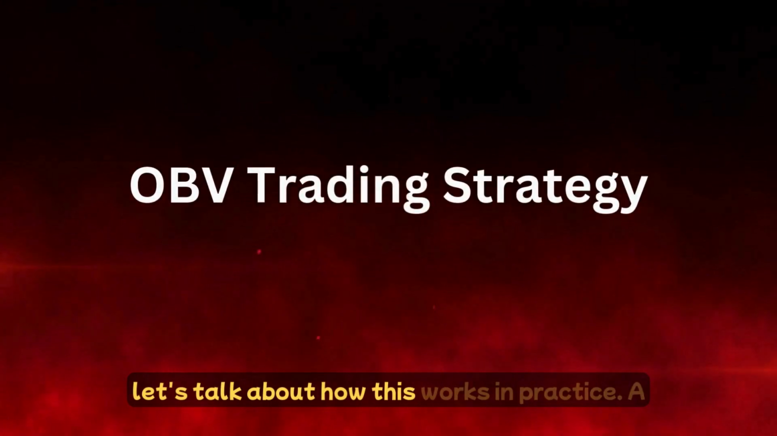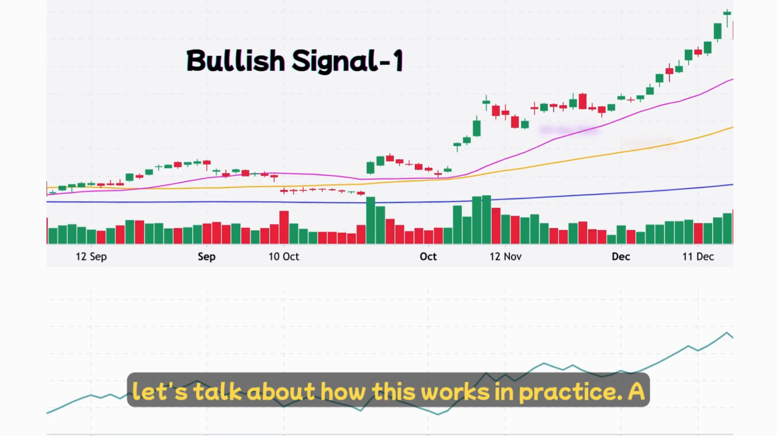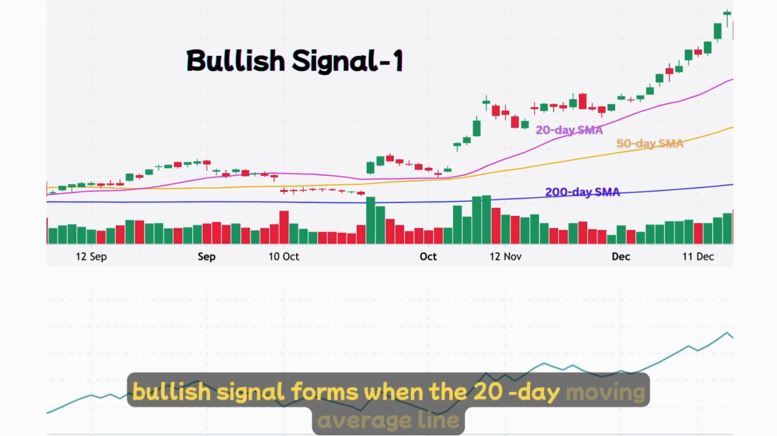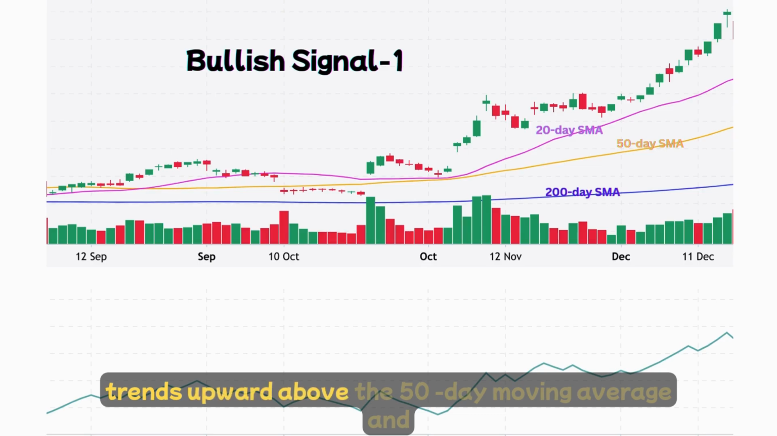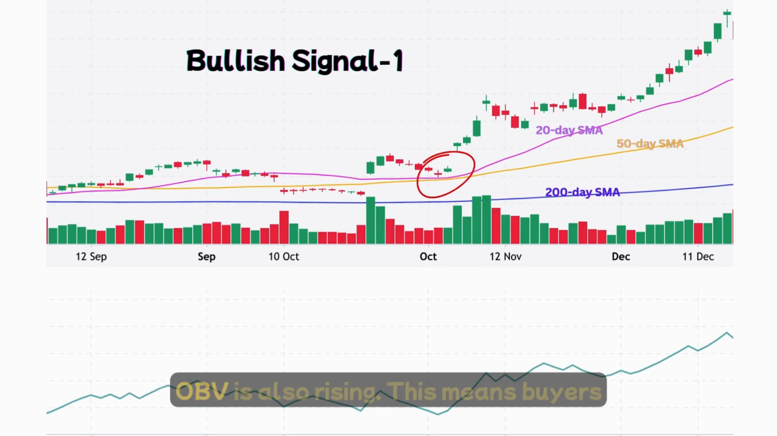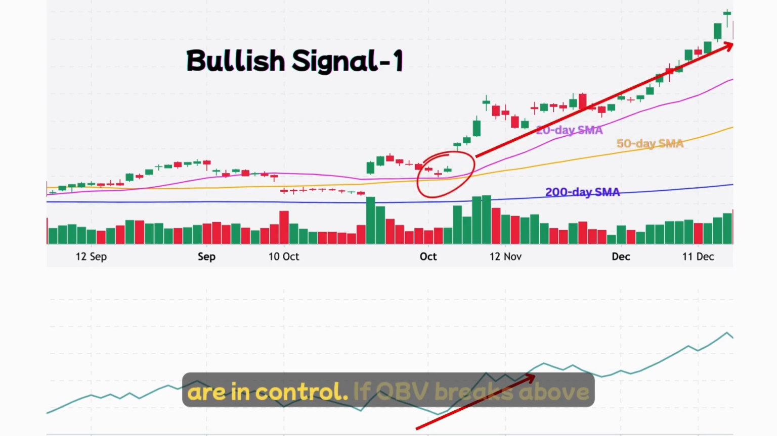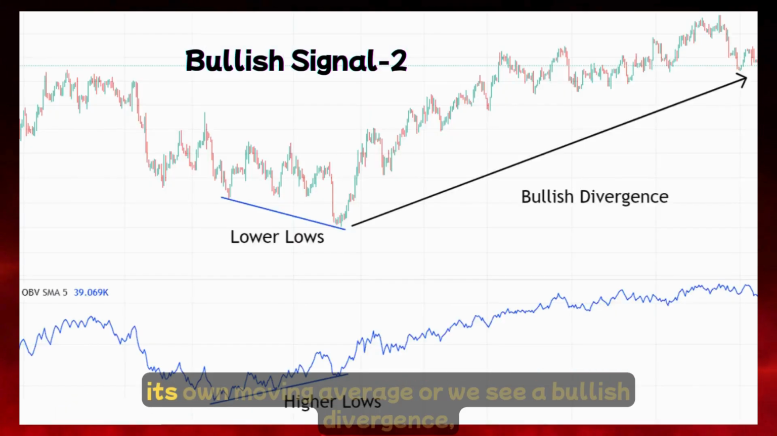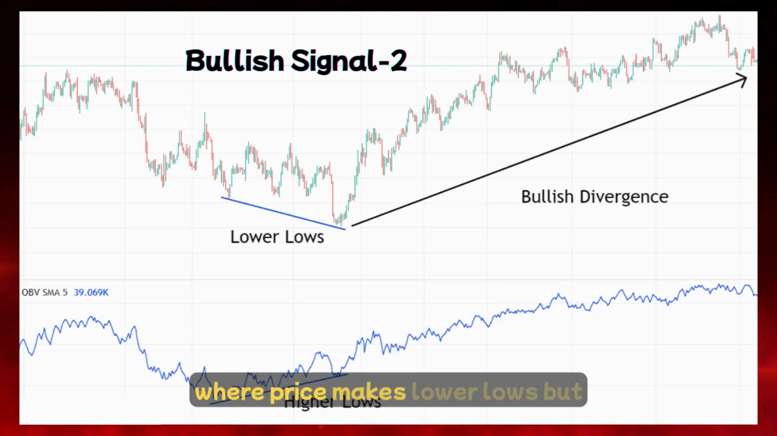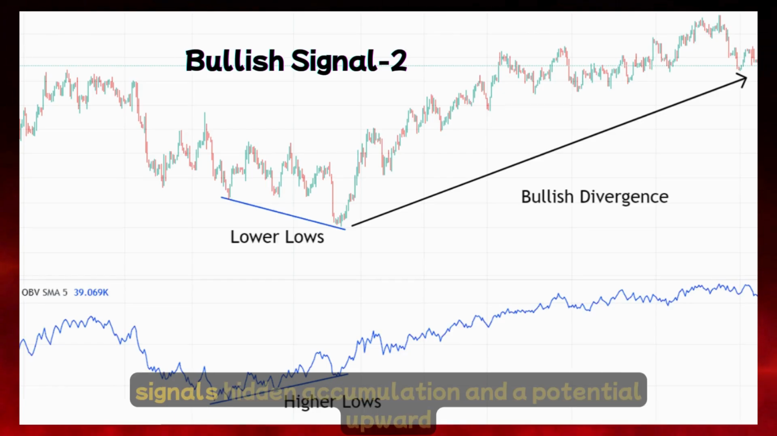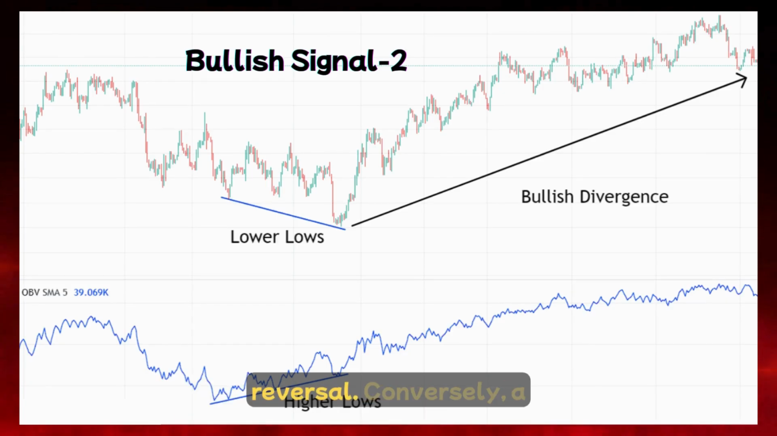Now let's talk about how this works in practice. A bullish signal forms when the 20-day moving average line trends upward above the 50-day moving average and OBV is also rising. This means buyers are in control. If OBV breaks above its own moving average, or we see a bullish divergence, where price makes lower lows but OBV makes higher lows, it often signals hidden accumulation and a potential upward reversal.